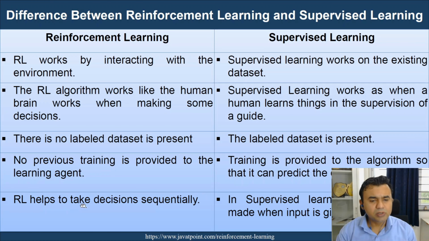Reinforcement learning helps to take decisions sequentially. One decision is taken, you measure the action, and then the next decision. In supervised learning, the decisions are made when the input is given. When we give the input, based on the training, supervised learning will just make a prediction and say, based on my previous training, this is the output prediction.